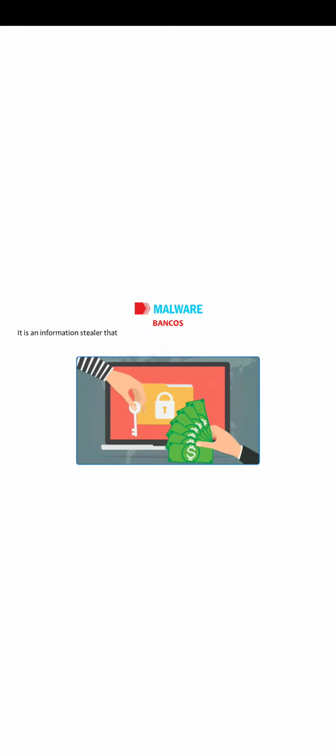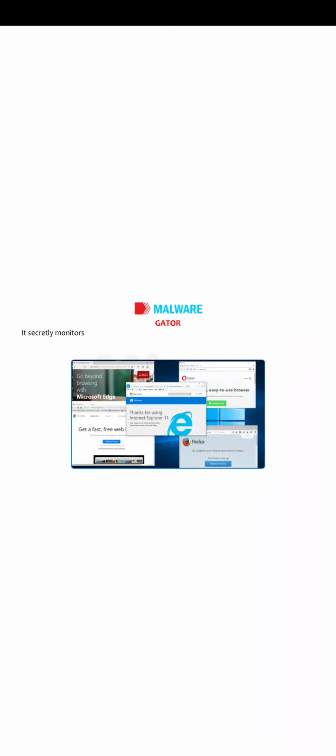Some examples of data stealing malware are Bancos. It is an information stealer that waits for a user to access banking websites and, while surfing, it steals the sensitive information. Gato. It secretly monitors web surfing habits and sends this information to its server, which then throws related pop-up advertisements.